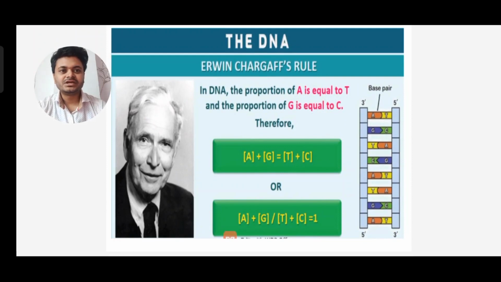Next is Chargaff's rule, which is very important. In DNA the proportion of A is equal to T and the proportion of G is equal to C. Therefore adenine plus guanine is equal to thymine plus cytosine, and the ratio of adenine plus guanine to thymine plus cytosine is equal to 1. So this is all about Chargaff's rule. Always the purine is equal to pyrimidine.